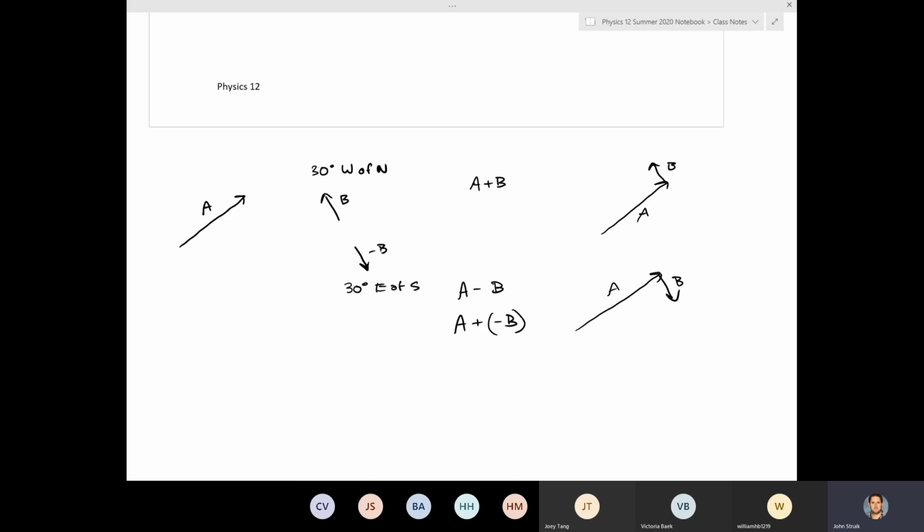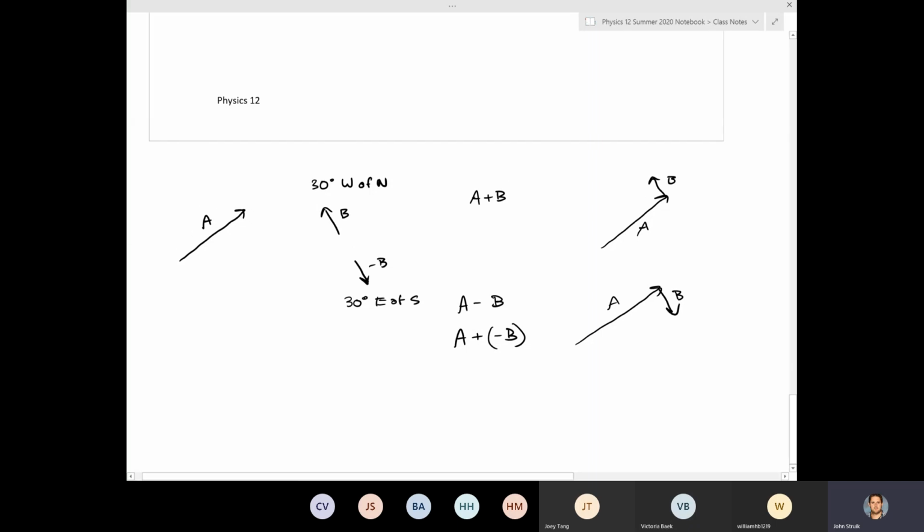Now, in addition, the direction you do this in doesn't matter. A plus B, B plus A, exact same thing. In subtraction, it's not the exact same thing. A minus B is very different than B minus A. Imagine A was 2 and B was 1. 2 plus 1 is the same thing as 1 plus 2. 2 minus 1 is not the same thing as 1 minus 2. So very different answers.